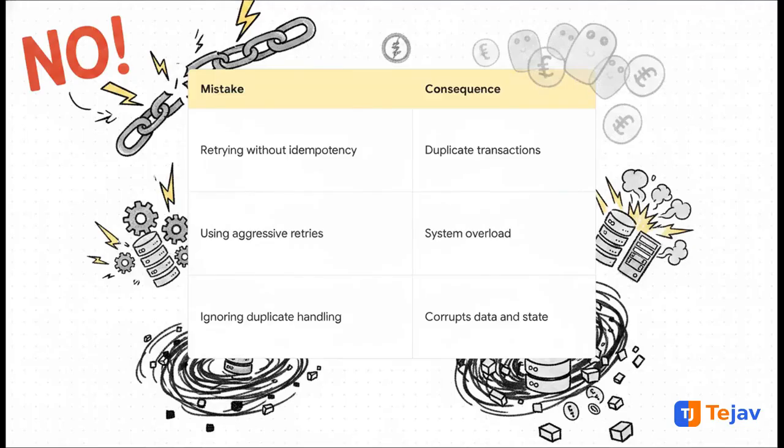And it's just as important to know what not to do. This table shows the biggest mistakes. Retrying without idempotency is the cardinal sin. It leads straight to data corruption. Using aggressive, naive retries, you can literally crash your own system. And just ignoring the problem altogether, well, that's not an option in any serious application.